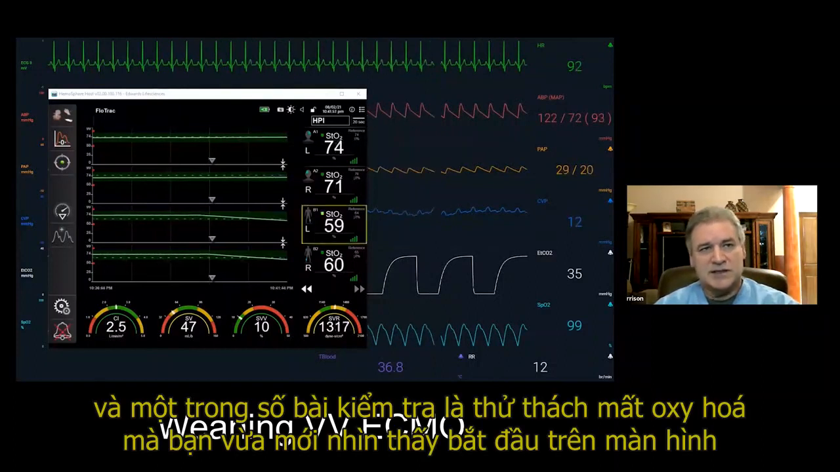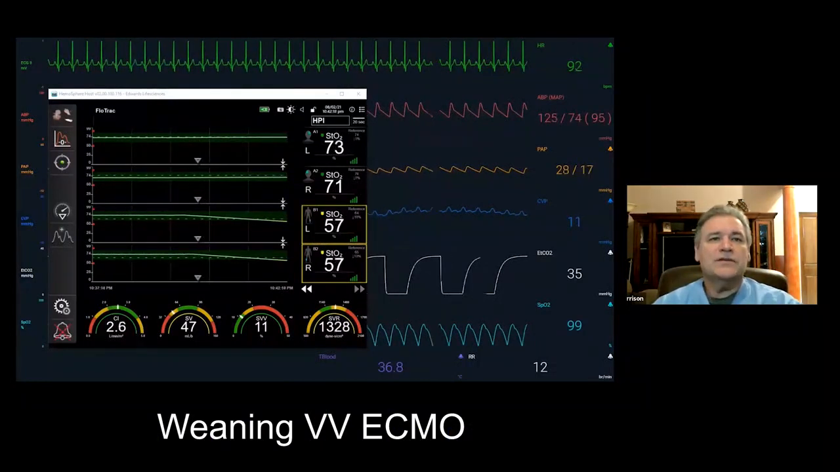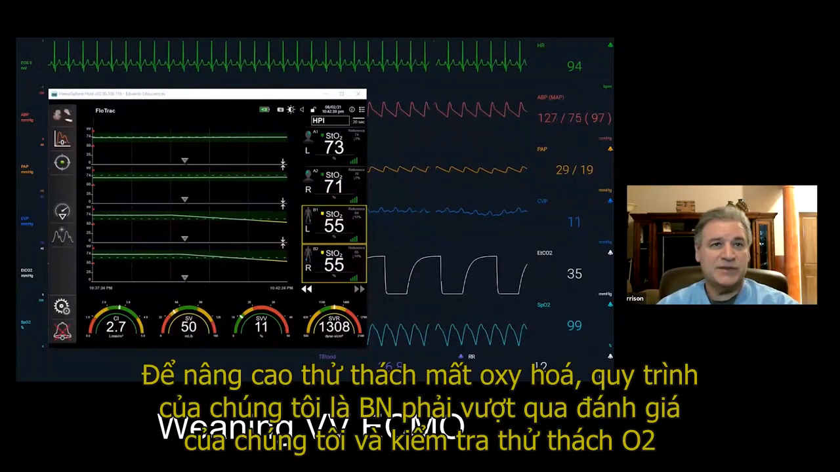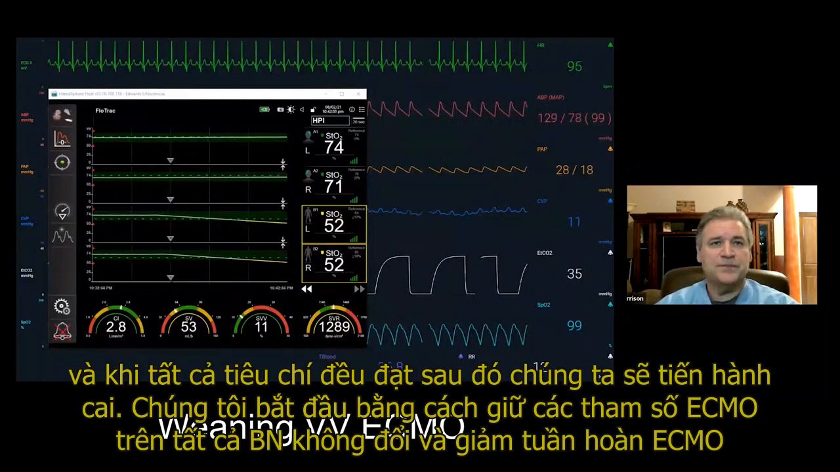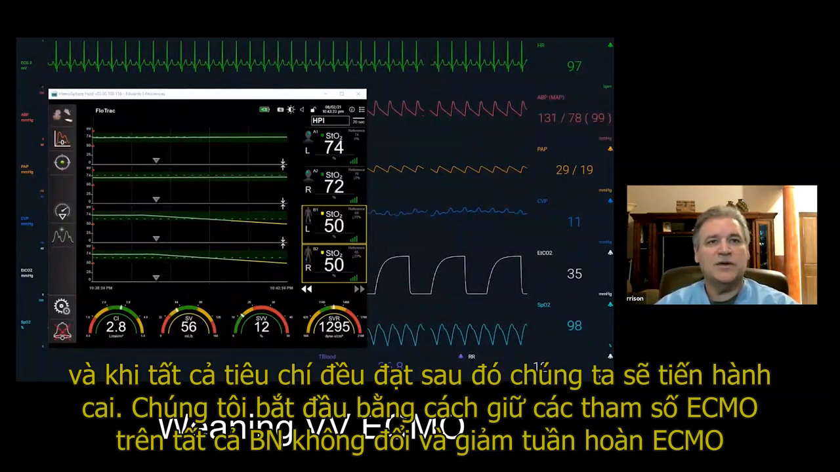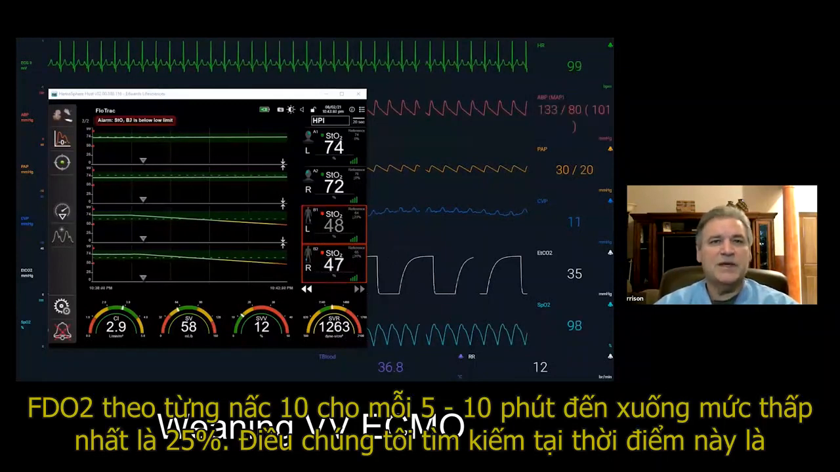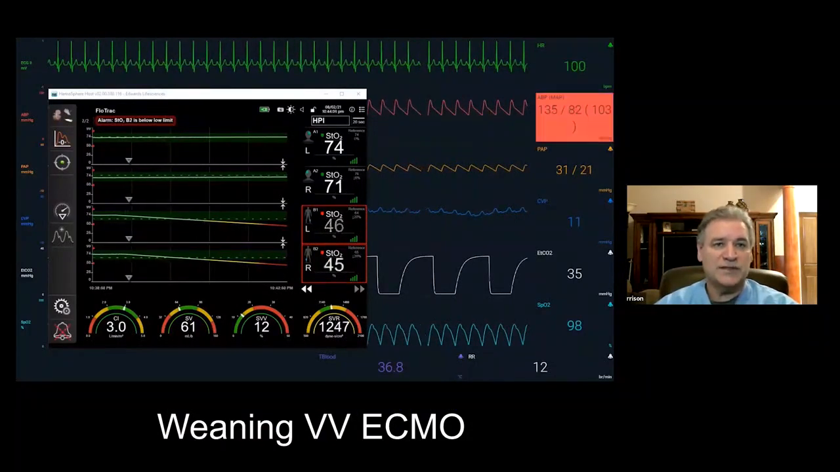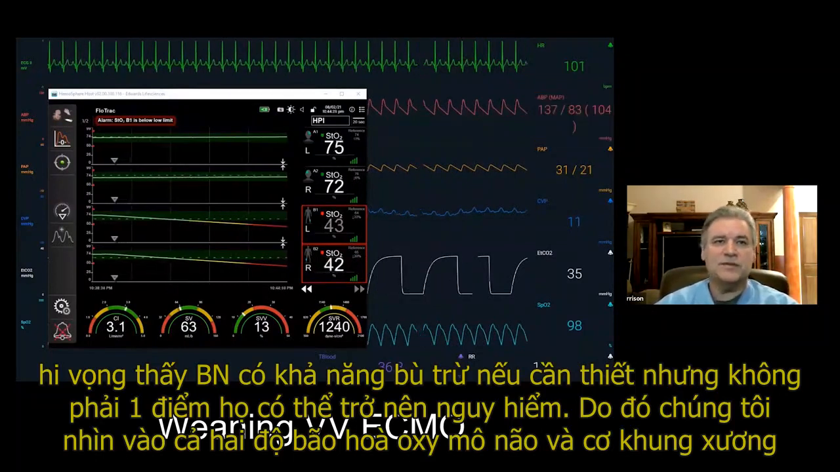And one of those tests is a deoxygenation challenge, which you just saw started on the screen. So to advance to the deoxygenation challenge, our protocol is that the patients must have passed our assessment and O2 challenge test. And if all criteria are met, we then proceed. We begin by holding all other patient and ECMO variables constant and decreasing the ECMO circuit FdO2 by 10% increments every 5 to 10 minutes, down to a minimum of 25%. What we are looking for at this point is hopefully to see that the patient is capable of compensating, if necessary, but not to a point that it may become dangerous.